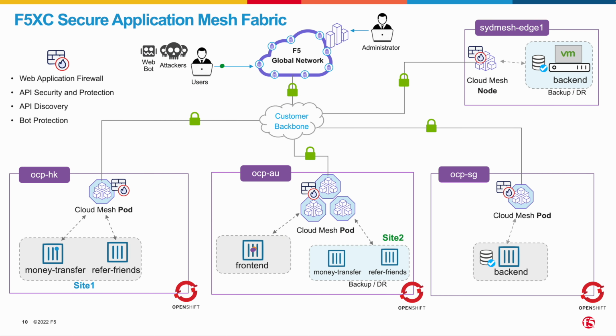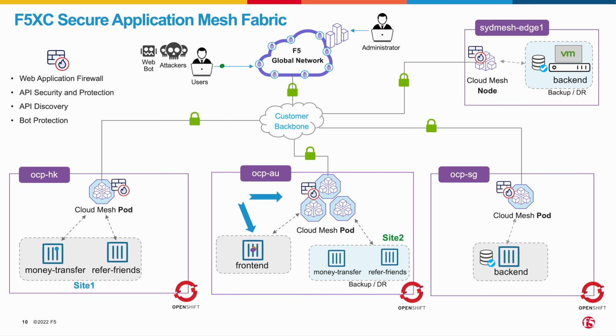Let me explain the demo setup. I have 3 independent OpenShift clusters located in different data centers. One in Hong Kong, one in Australia, and another in Singapore. Apart from OpenShift, I have a legacy data center where I host my Arcadia backend database. This database runs as a VM and acts as a disaster recovery copy.